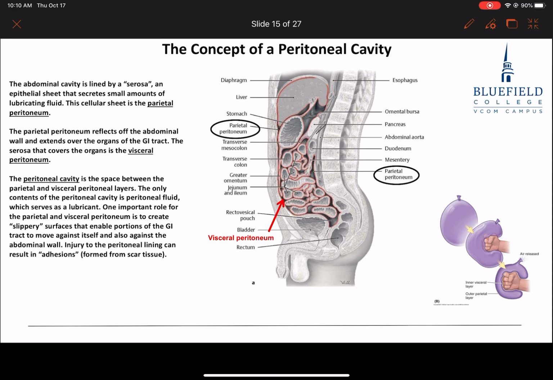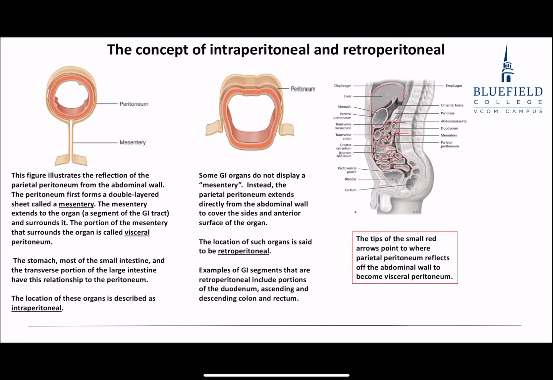So this would be an example of the stomach, of the jejunum, of the ileum, of the transverse colon. They would look exactly like this. So they would have this attachment by a mesentery to the posterior abdominal wall, and then the mesentery would surround those regions. There are other parts of the GI tract that I mentioned that are stuck to the posterior abdominal wall, and they're referred to as retroperitoneal.